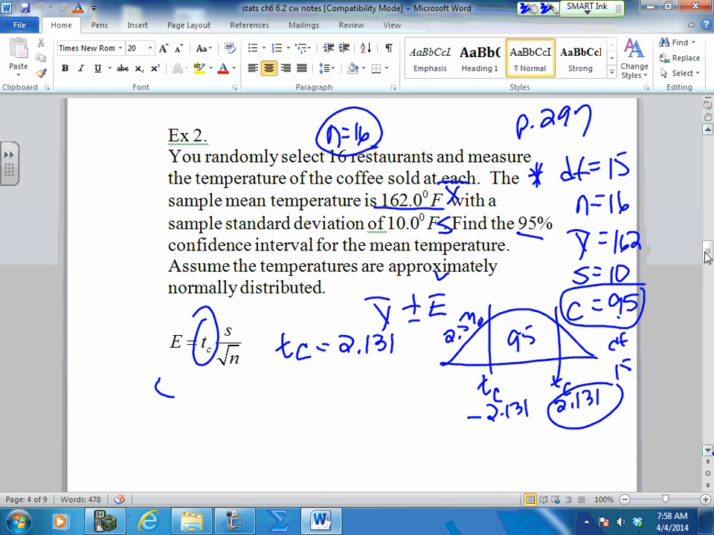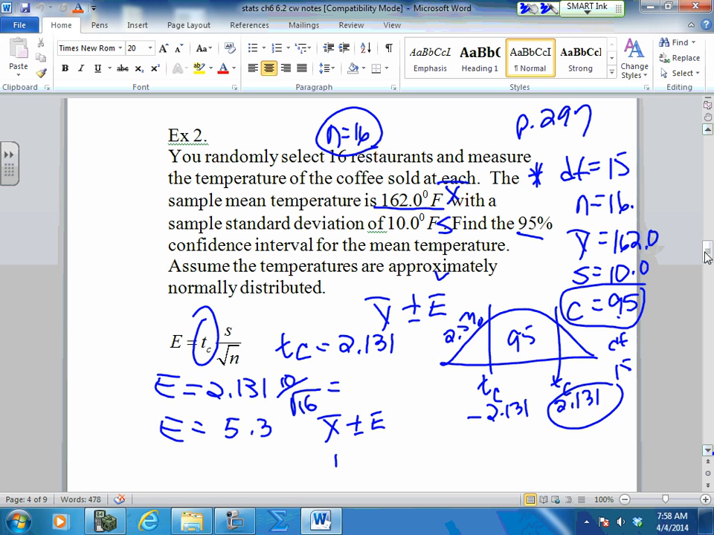Now, let's plug this in. The standard deviation was 10. The size of the sample is 16. Don't use your degrees of freedom here. Use your N. Put it in your calculator exactly the way you read it: 2.131 times 10 divided by the square root of 16. You have to make sure you get this formula right. So we're going to round it because these were in 1 decimal. We're going to round this to 1 decimal point. So what do you get? 5.3.